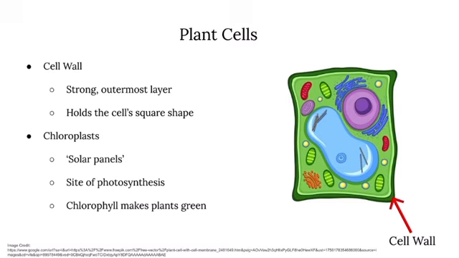Chloroplasts are also very important in plant cells. They're like solar panels. Chloroplasts are where photosynthesis takes place, the process of converting sunlight into food and energy for the plant. Chloroplasts also have something called chlorophyll, which makes plants green.